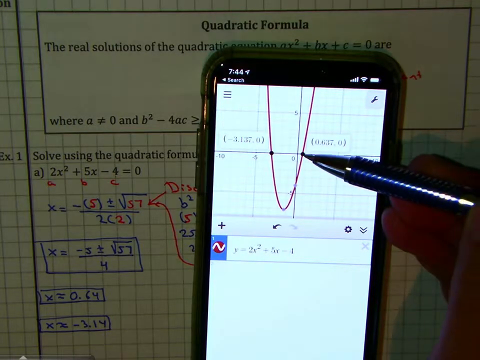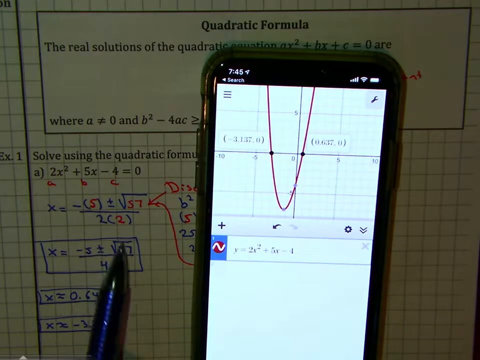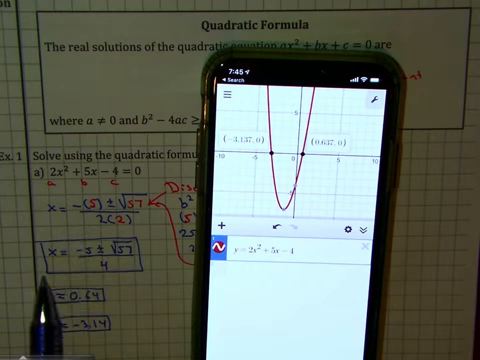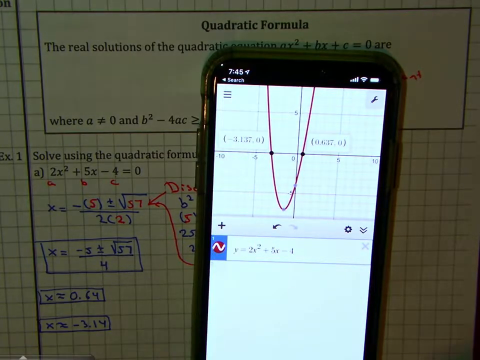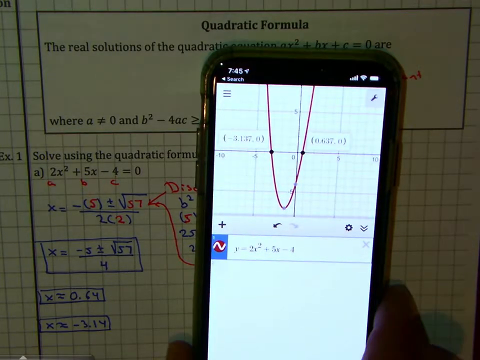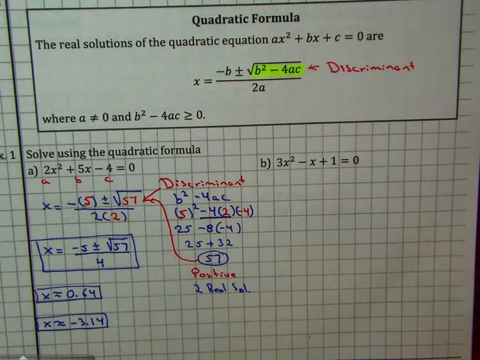So that's what we're trying to find: where it crosses your x-axis. And most of the time you will see this as part of your answer because this is an exact answer. These ones are approximations because we are rounding off. And that's all we're doing today. Let's do the second one, and that way we can go a little faster now that we know the process.